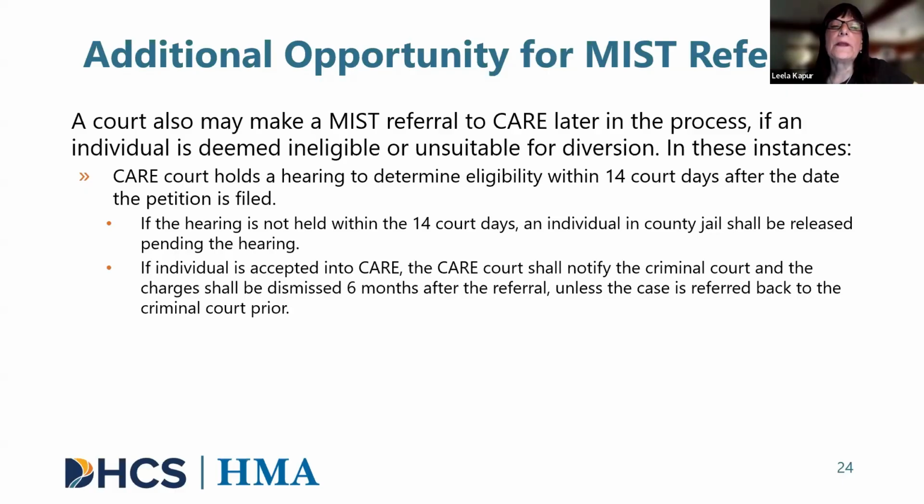And in those instances, which will usually come later in the process, the MIST court can make a referral to CARE. In these instances, the CARE court holds a hearing to determine eligibility within 14 court days after the date the petition is filed. If the hearing is not held within those 14 court days, an individual in county jail shall be released pending the hearing. If the individual is accepted into CARE, the CARE court shall notify the criminal court and the charges shall be dismissed 6 months after the referral, unless the case is referred back by the CARE court to the criminal court prior to that time. So again, there's timelines attached to this. Each of these timelines differ a little bit depending upon whether it's MIST or FIST or what type of referral it is out of MIST. So it's important that you understand that and you read through those timelines and are aware of them if you're handling any of these referrals.